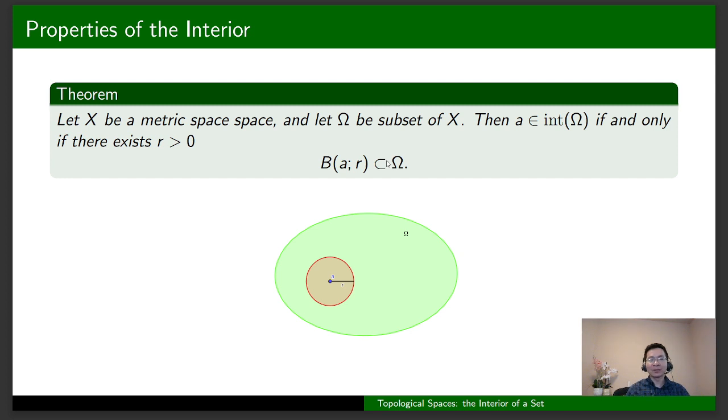How about the converse implication? Okay, we are going to use a very important property in a metric space. That is, any open ball in a metric space is an open set. So let V be this open ball, then it is an open set. It contains A and it is a subset of omega. Therefore, by the previous theorem, A must be in the interior of omega.